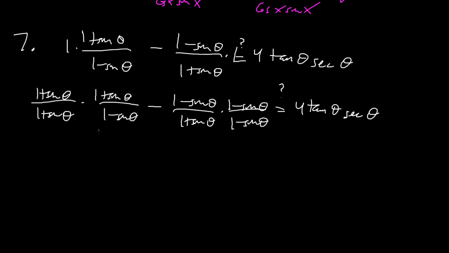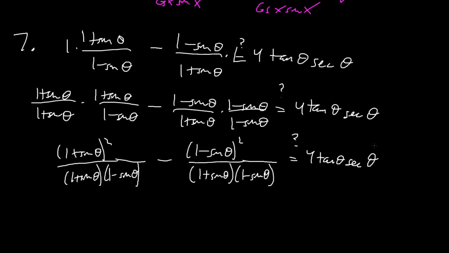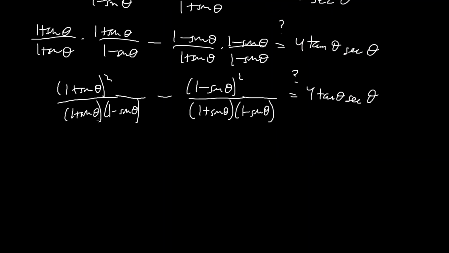Now I'm going to multiply the two fractions here. On the top, it's just going to be 1 plus sine theta squared. And on the bottom, it's 1 plus sine theta times 1 minus sine theta, minus 1 minus sine theta squared on top here. And on the bottom, that's 1 plus sine theta over 1 minus sine theta. All right, and now that the denominators are the same, I can subtract the two fractions. So one big fraction and the denominator will be the same, so 1 plus sine theta times 1 minus sine theta.